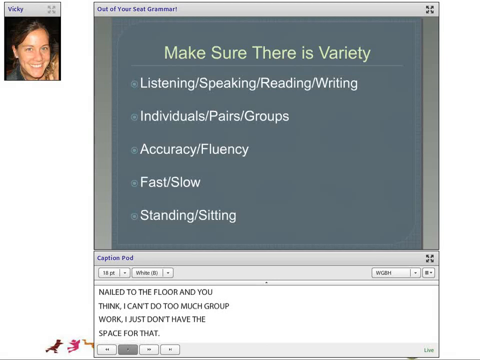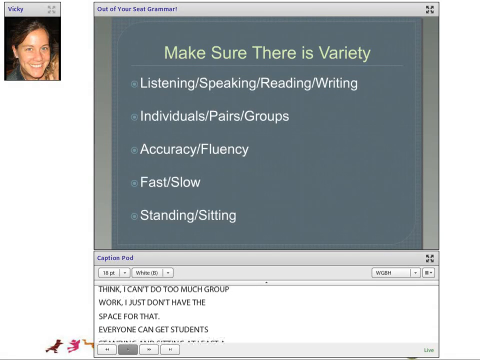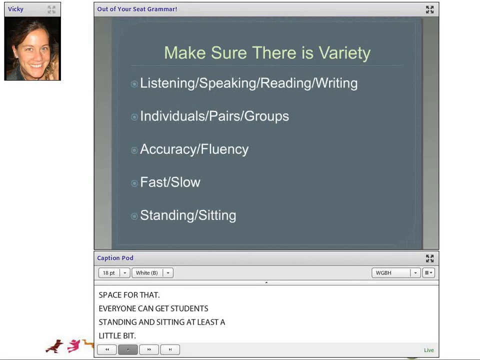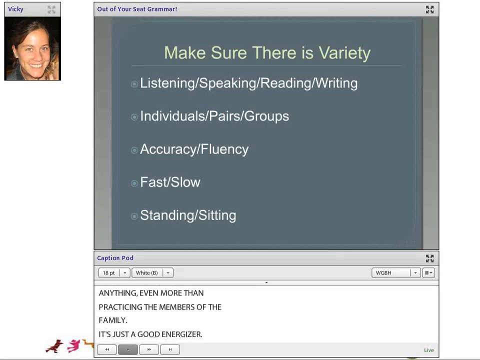For example, let's say we're studying members of the family, and so I want this whole class of 60, anyone who has a daughter, stand up. Okay, now sit down. Okay, anybody that has a brother, stand up. So a quick thing like that can be a good way, more than anything, even more than practicing the members of the family, it's just a good energizer. So make sure you have that built in or have some ideas for that in the back of your head.